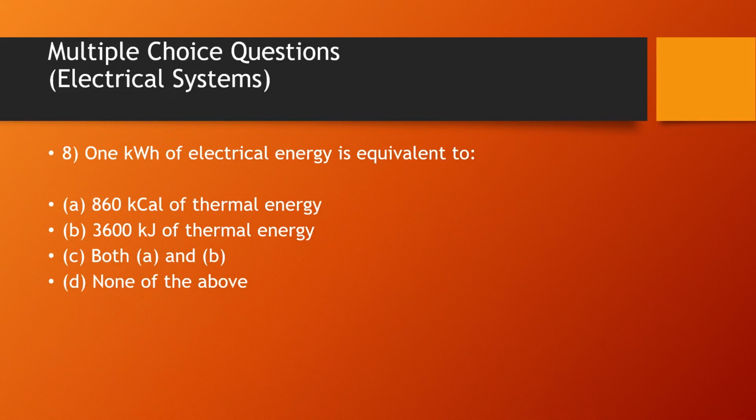Coming to the next question, 1 kilowatt hour of electrical energy is equivalent to option A, 860 kilocalorie of thermal energy, option B, 3600 kilojoule of thermal energy, option C, both option A and option B, option D, none of the above. And the answer to this question is option C, that is both option A and option B.